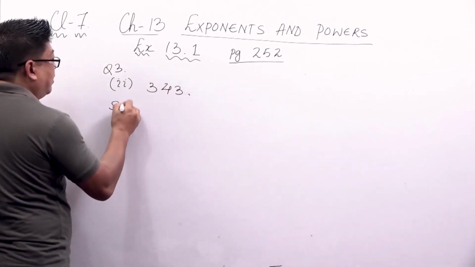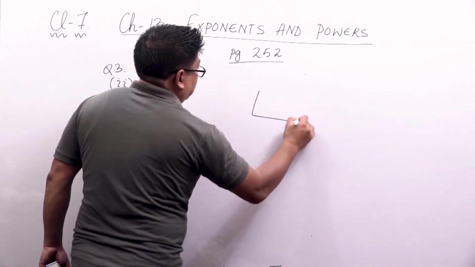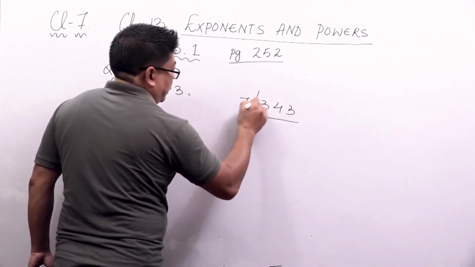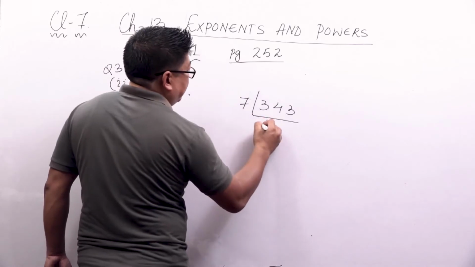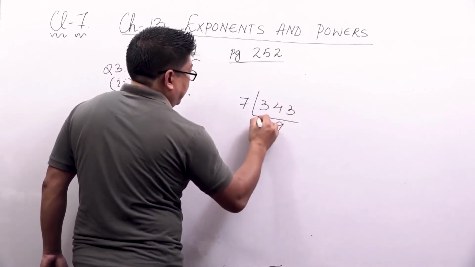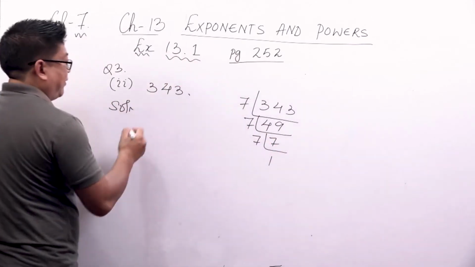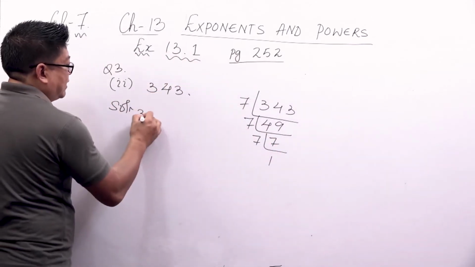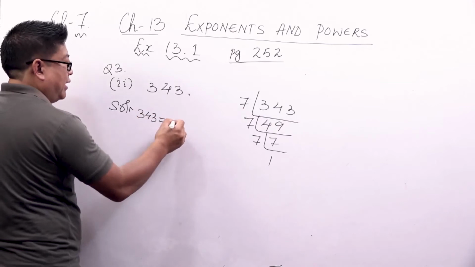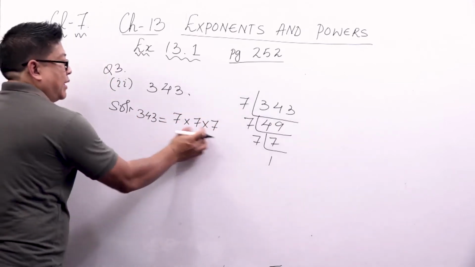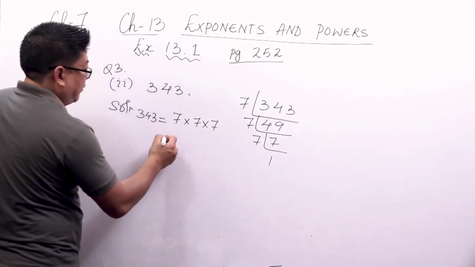343. Let's start with 7. 7 into 4 is 28, 63, 9. 7 into 7 is 49. 7 into 1 is 7. So when I factorize 343, I get 7 into 7 into 7. All right? So when you multiply this, you're going to get 343 only.